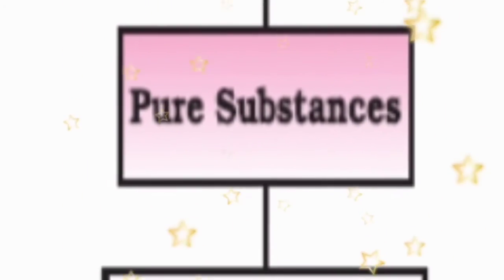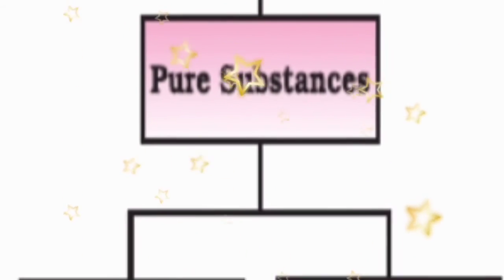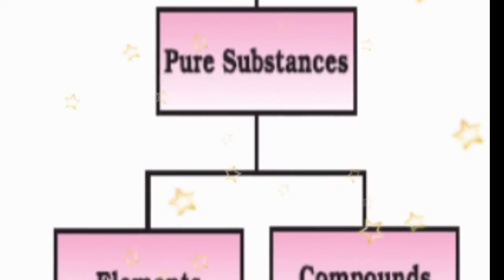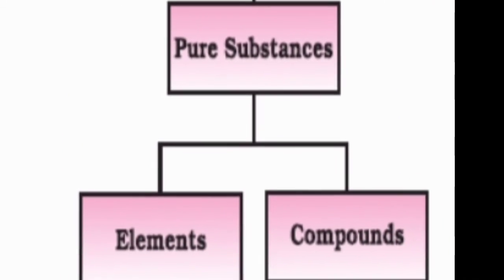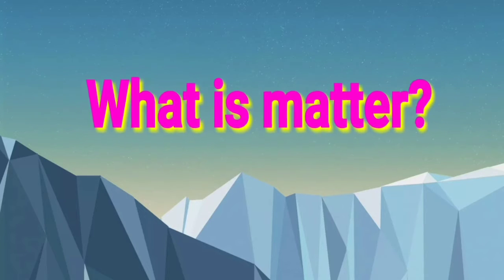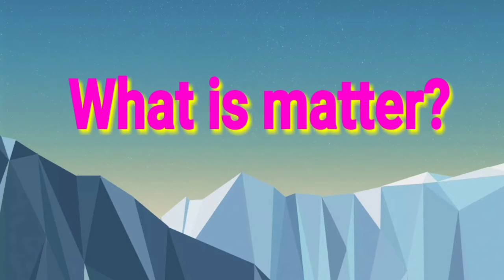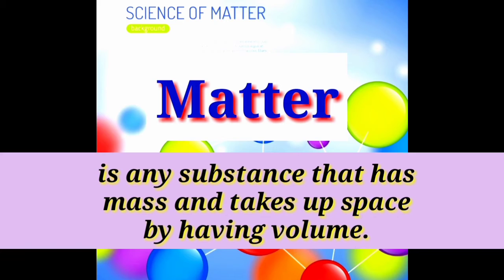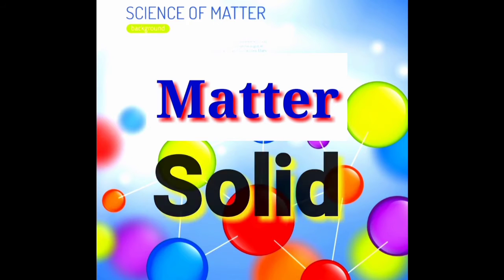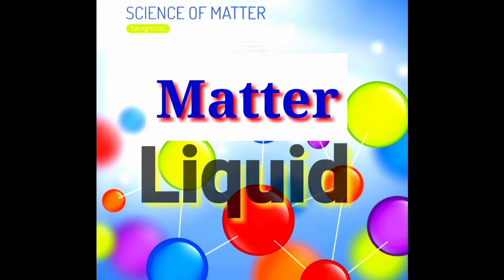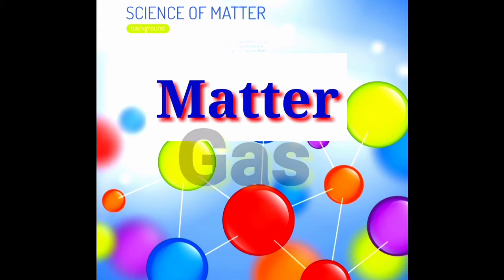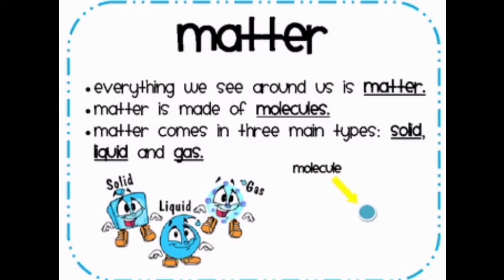At the end of the lesson and each learning activity, you will be able to recognize that substances are classified into elements and compounds. What is matter? So let us find out. Matter is any substance that has mass and takes up space by having volume. It can be solid, liquid, or gas. Everything we see around us is matter. Matter is made up of molecules.